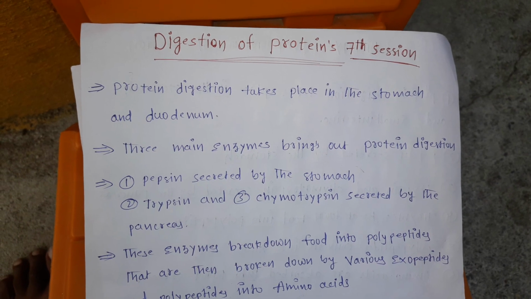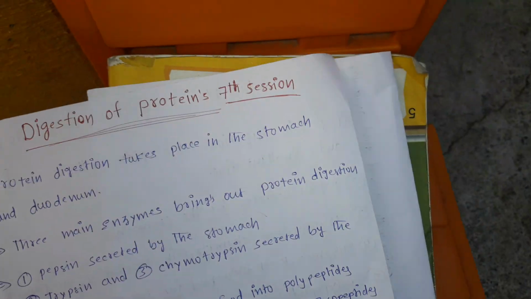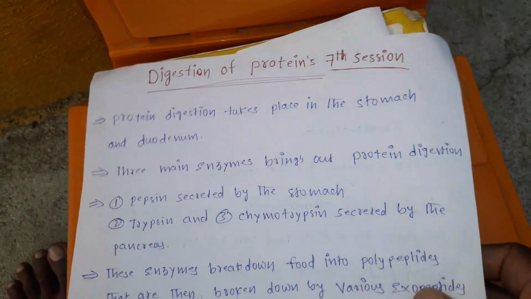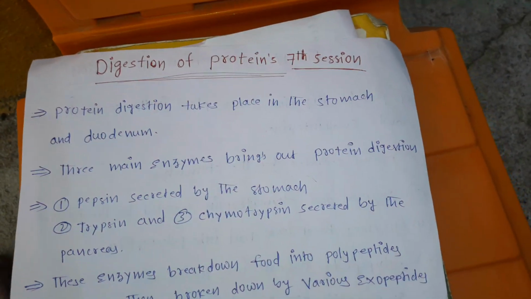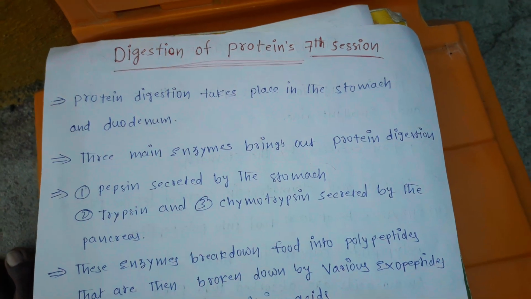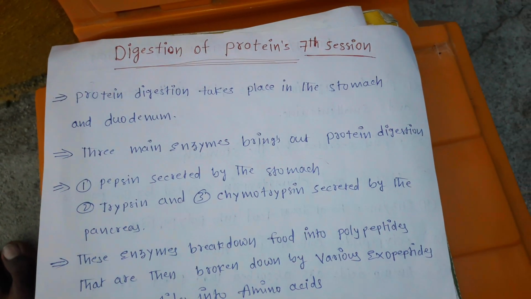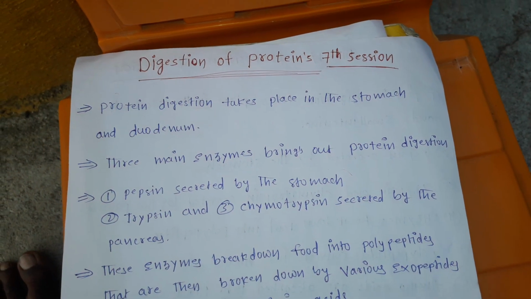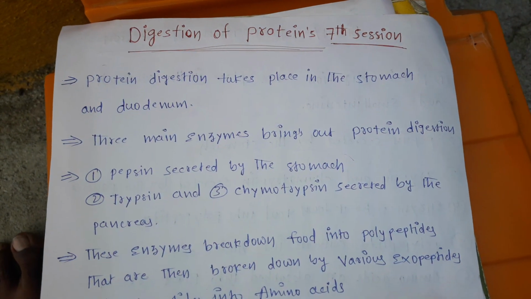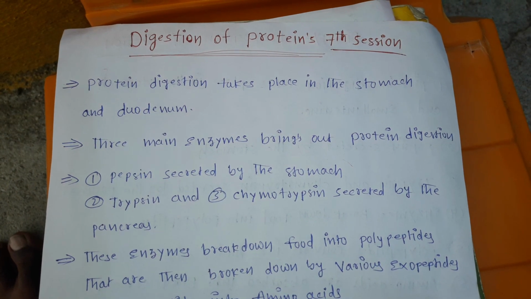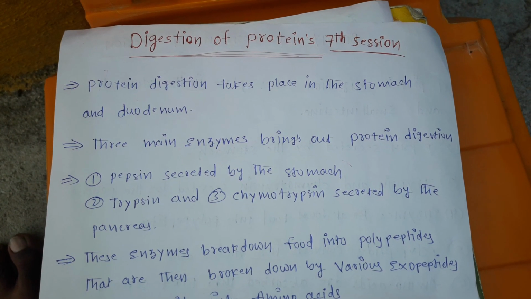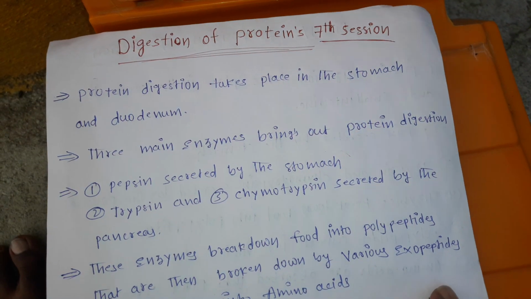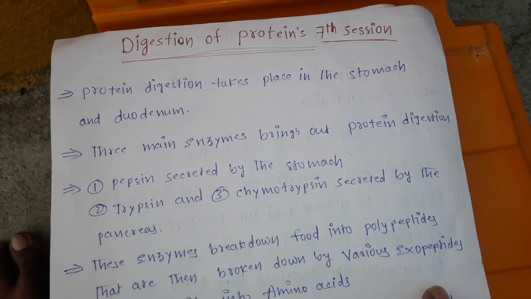Today we are going to discuss the digestion of proteins in the 7th session. Before we start protein digestion, we have to know what protein is. In our daily life we take a number of food items, but mainly they are of 4 types: proteins, vitamins, carbohydrates, and lipids or fats. So we have to understand the digestion of proteins first.